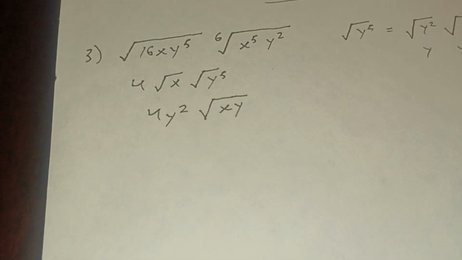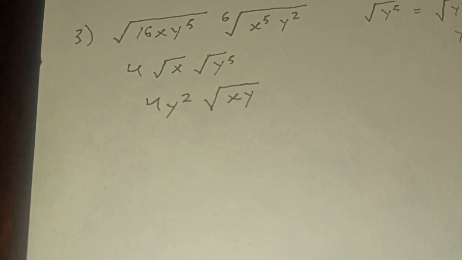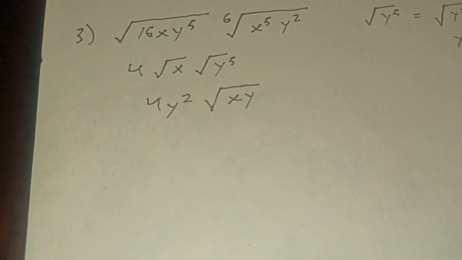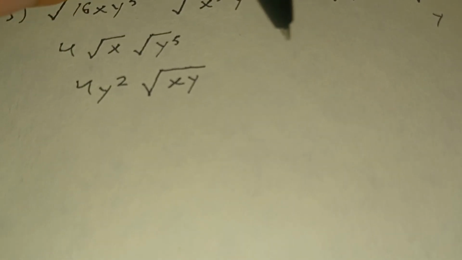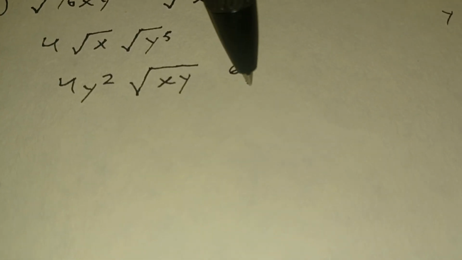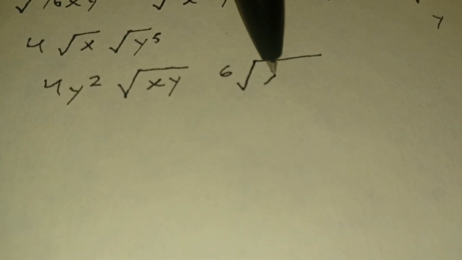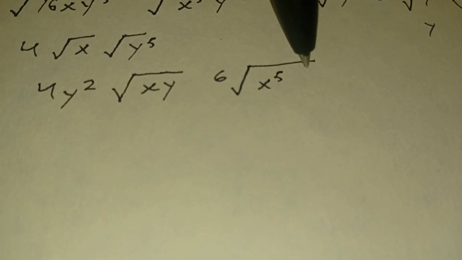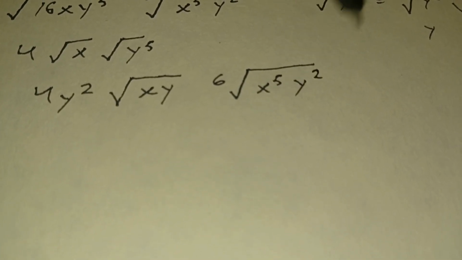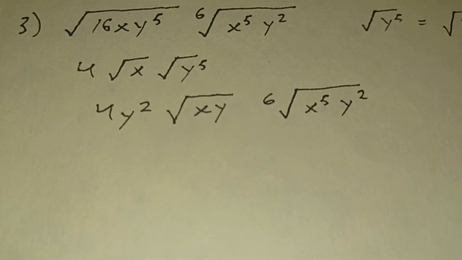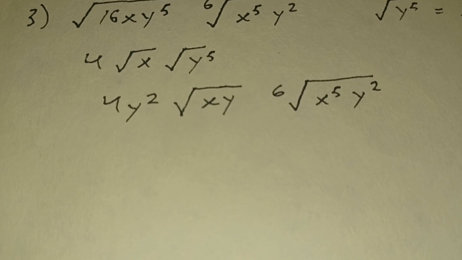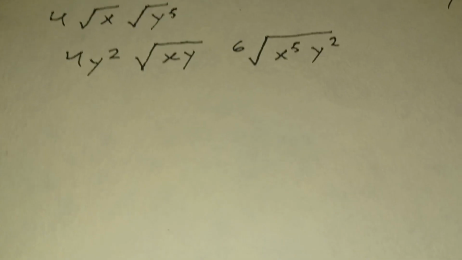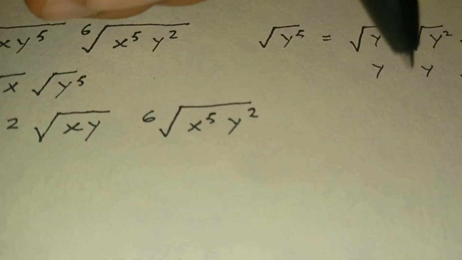So 4 times y squared times the square root of x and y. So now we can go ahead and pretty much work with this one. Now we have the sixth root of x to the fifth power times y to the second power. So now we can go ahead and do our multiplication. So we can rewrite, let's just go ahead and do it here.